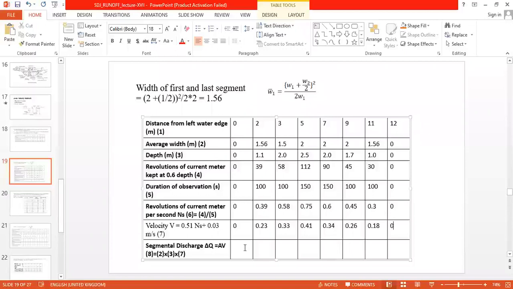And at the last, what we have to do, we have to take the product of row number 2, row number 3, and row number 7. So first will be 0. Second, row number 2 is 1.56, that is the area we have to go for, b into d, 1.56 into d as 1.1 into velocity as 0.23, that is 0.39. Then next one, average width as 1.5 into depth as 2.